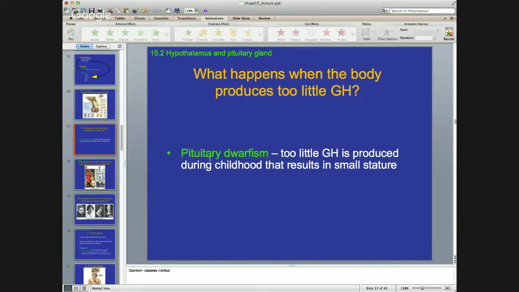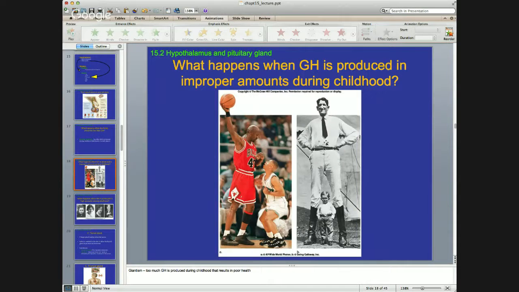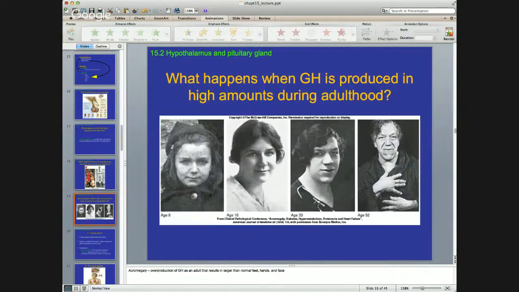So too little results in pituitary dwarfism, and too much during childhood again results in giantism. So you're seeing here a giant and a pituitary dwarf. What about if too much is produced during adulthood?